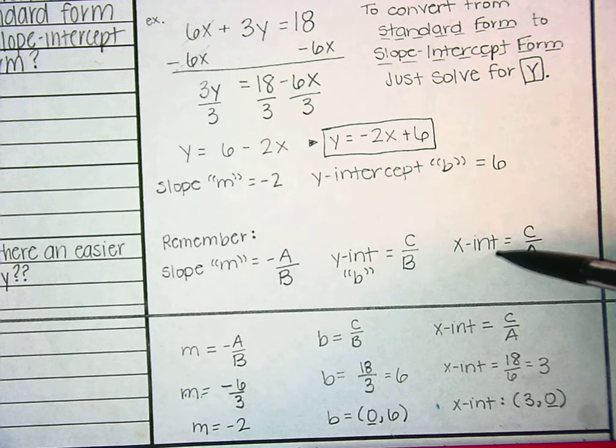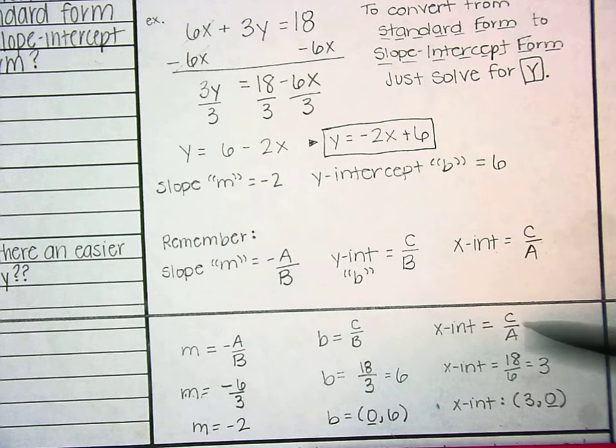Now sometimes it may ask us for our x-intercept, although it may not always. But we know that x-intercept is c over a. So 18 over 6 is 3. So my x-intercept on this problem is 3, 0.